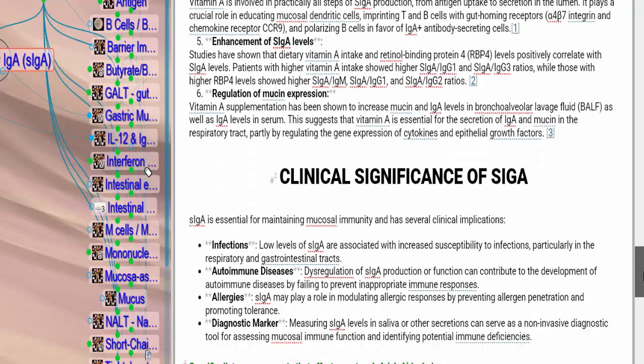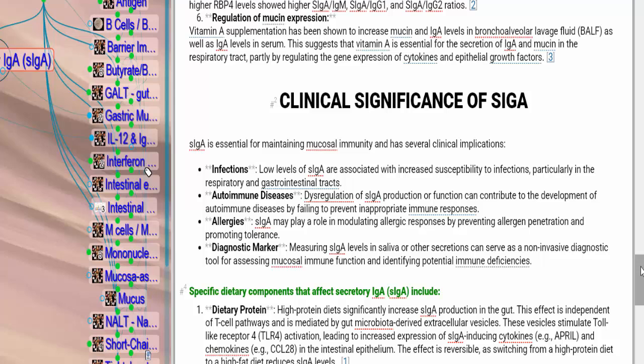As far as the clinical significance of secretory IgA, it's important for infections. If we don't have enough of it, we can have more infections. It helps with autoimmune disease. If that secretory IgA production is dysregulated, its lack of function can contribute to development of autoimmune diseases. It also plays a role in allergies. It can help modulate allergic responses by preventing allergen penetration. It also promotes tolerance. And it's a diagnostic marker.